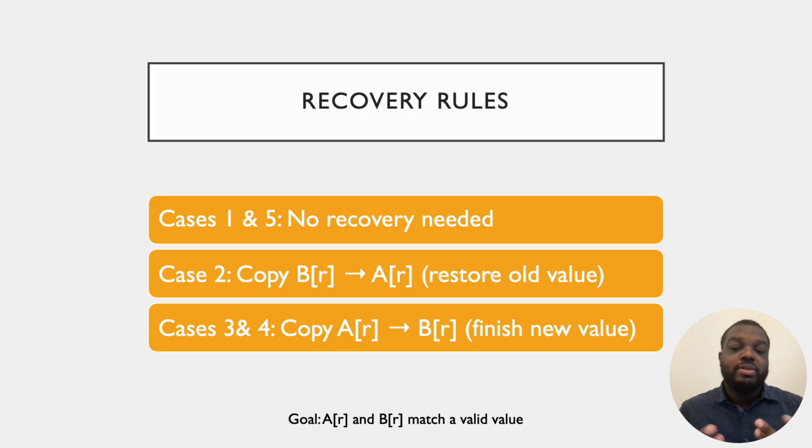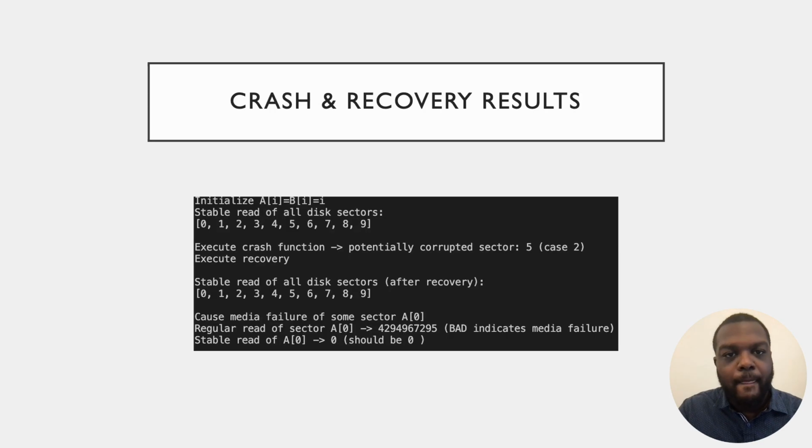Next, I'll show the testing results that prove stable reads and writes still work after crashes and media failures. All right, so here you can see the system start in a clean state. We initialize the regular sectors, so A[i] equals B[i] equals i. And the stable read of all sectors outputs 0 through 9, which confirms both disk copies match.